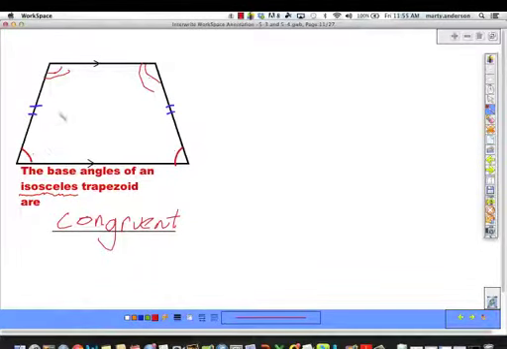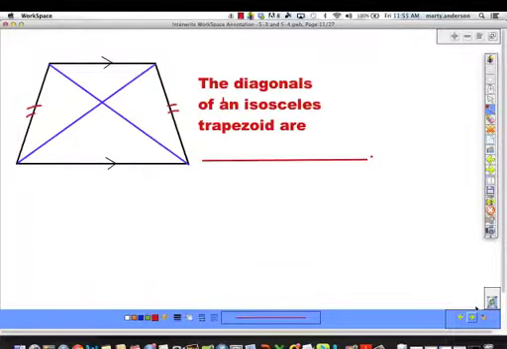So if we knew one angle of this guy, for example, if this is 60, this has to be 60. If these are supplementary, this has to be 120, and this has to be 120. So in an isosceles trapezoid, please note it must be isosceles for this to be the case. In a regular old trapezoid, those angles are not necessarily going to be the same thing. Diagonals of an isosceles trapezoid are congruent.